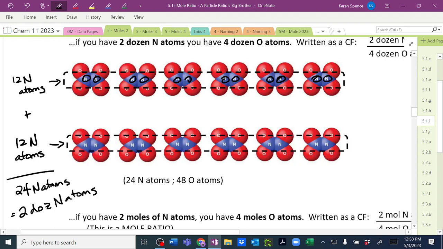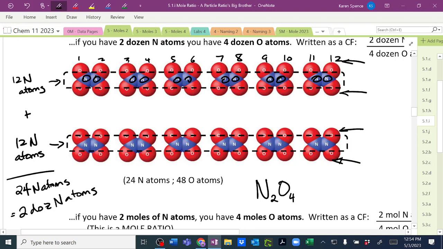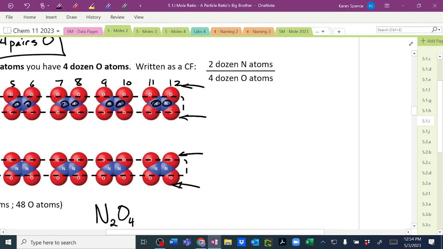Can you guess how many dozen O's you will have? You will have 4 dozen because it is a 2 to 4 ratio, 2 N's for every 4 O's. And we can count them if we want to. We can be like 1, 2, 3, 4, 5, 6, 7, 8, 9, 10, 11, 12. That's 1 dozen, 2 dozen, 3 dozen, 4 dozen if we count across the rows. So there are 4 dozen O atoms. So again, what's the ratio? 2 to 4.